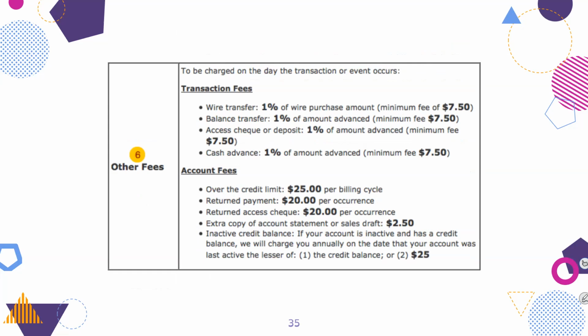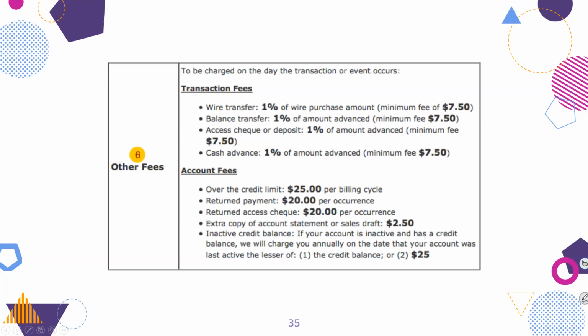Then it tells you about other fees as well. So if you're going to have a balance transfer or wire transfer or cash advance, it tells you how much those fees are. This is on top of the interest. These are just fees that you have to pay. And then any other accounts. So if you go over your credit limit, you're going to pay $25 just for going over your limit. If a payment is returned, that's going to be $20. If you want an extra copy of your statement, that's $2.50.